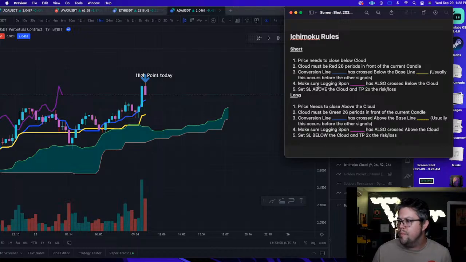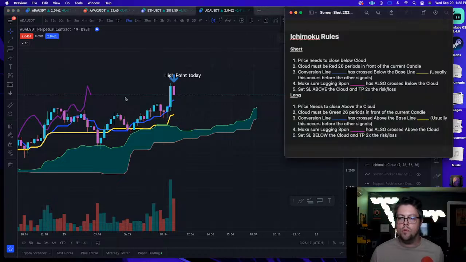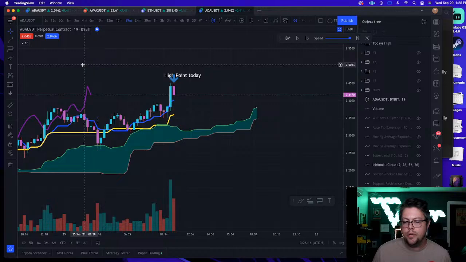So make sure the lagging span has also crossed below the cloud. Now this is the lagging span right here. To me, from what I've found out so far, this is one of the most important indicators, even though it's the one that's actually behind, because this is the one that kind of locks the whole thing in, and it happens late.